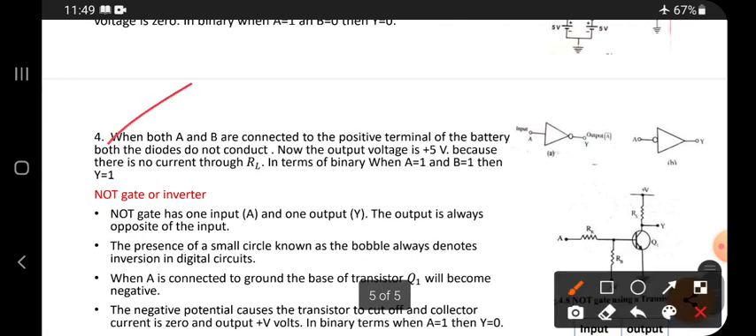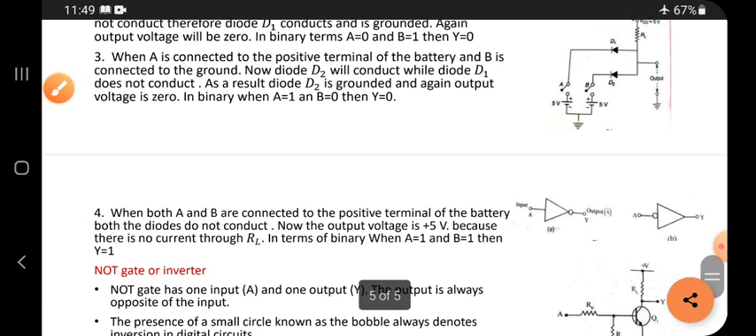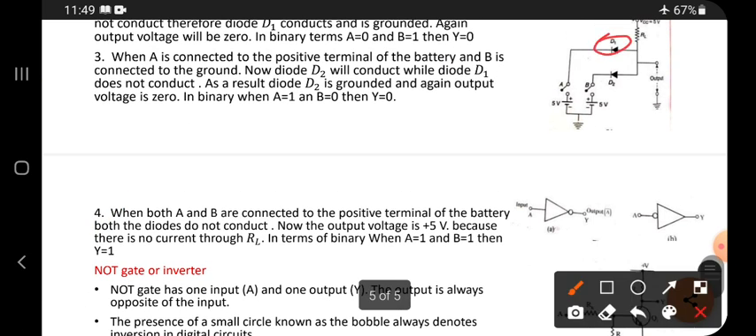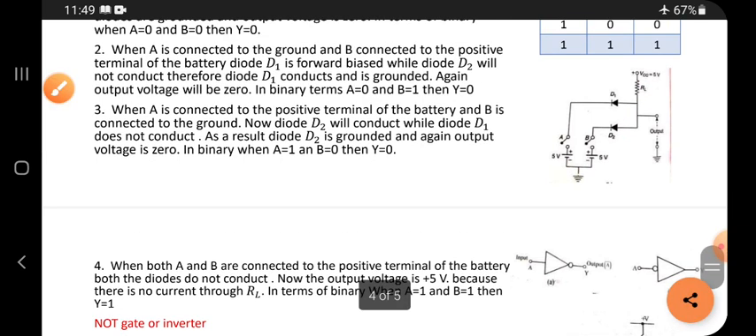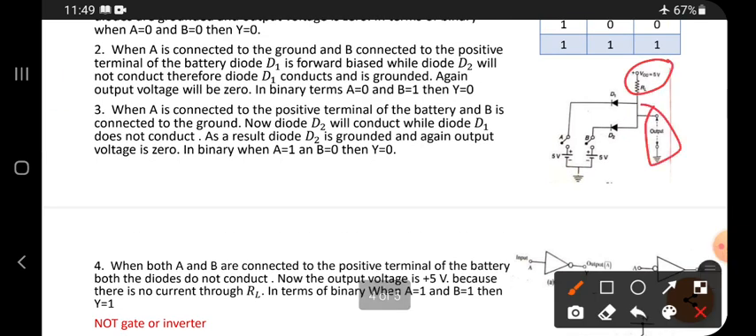When both A and B are connected to the positive terminal of the battery, both diodes do not conduct. When both are connected to the positive terminal, these two become reverse biased. Reverse bias means they do not allow any current. Whatever voltage is present at the output appears here only.